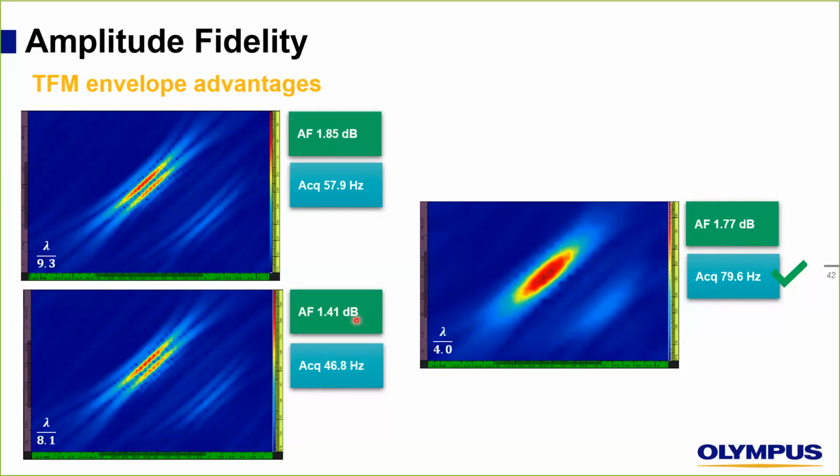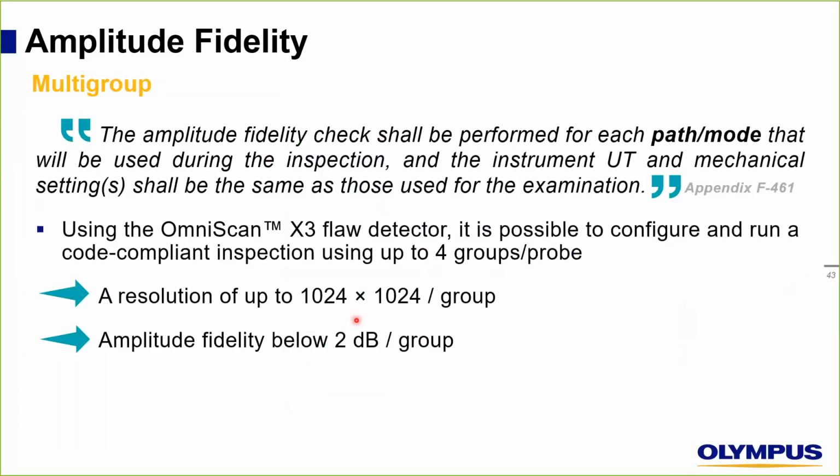Now let's see another topic related to the amplitude fidelity: multi-group. Many people are asking about multi-group. If we do a multi-group, can we continue to consider that we are code compliant or not? It depends, of course, but we can have some answers in the next slide. In the code, in appendix F461, it says the amplitude fidelity check shall be performed for each path mode that will be used during the inspection. This is the most important phrase that I will take. Therefore, for all groups of a given setup, we need to check the amplitude fidelity.